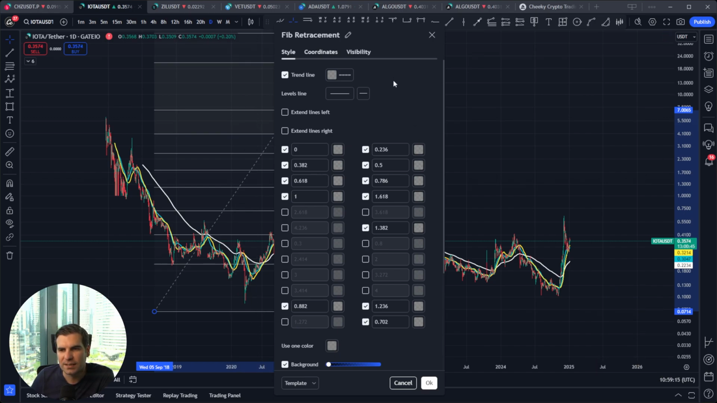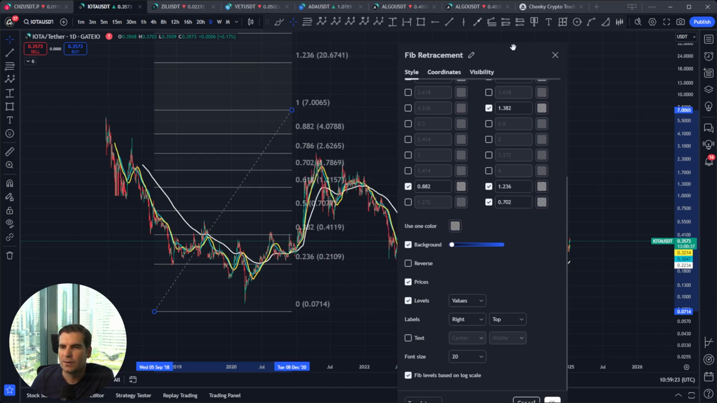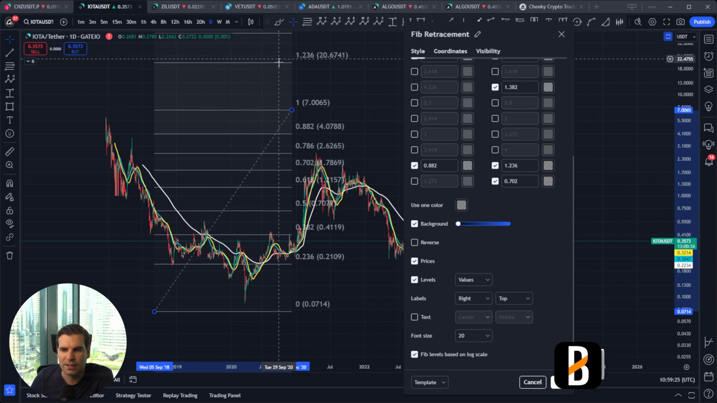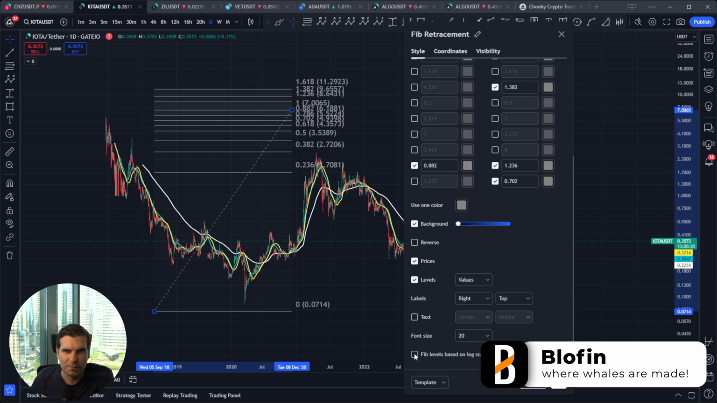But those are the settings, right? And if you scroll all the way to the bottom here, the most important setting is the fib levels based on log scale. Okay, this is off by default. As you can see, my Fibonacci that I draw on here at the minute, if I untick this, all those numbers change, right? This is what it would look like by default if you're using your chart on logarithmic.